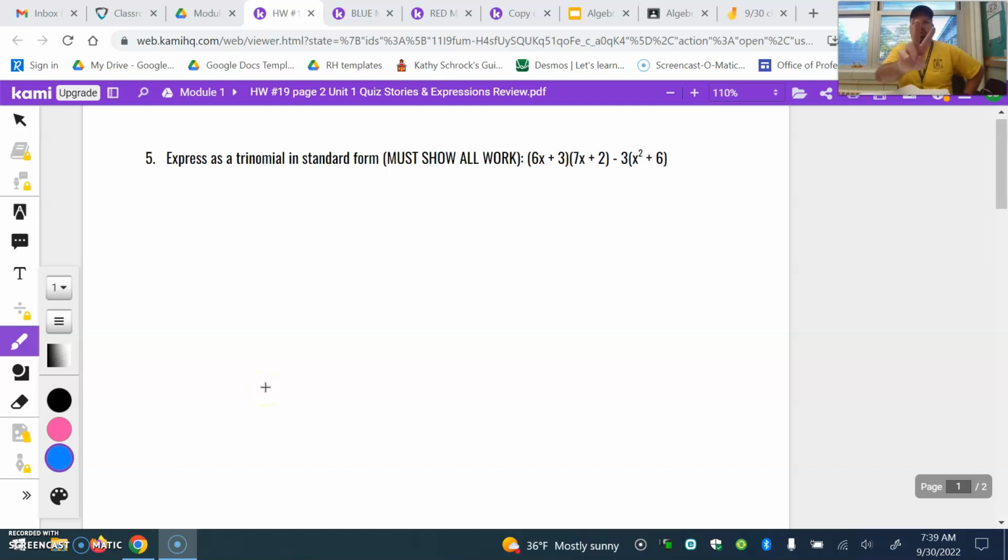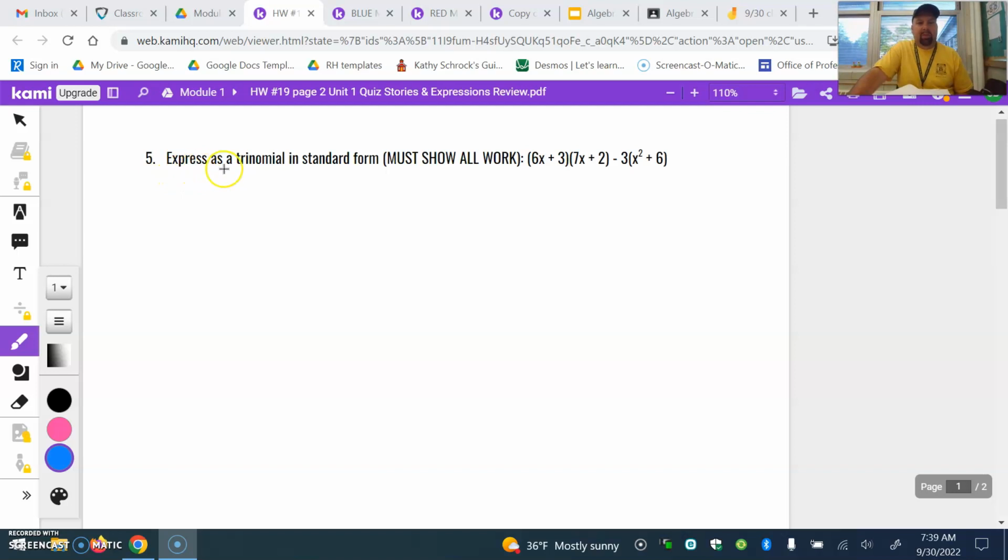This is page 2 of the review for the upcoming RCA required course assessment quiz that is happening soon. Okay, so let's go ahead and start. This starts with problem number 5. We did the first 4 problems on page 1, and there's 3 more on page 2.